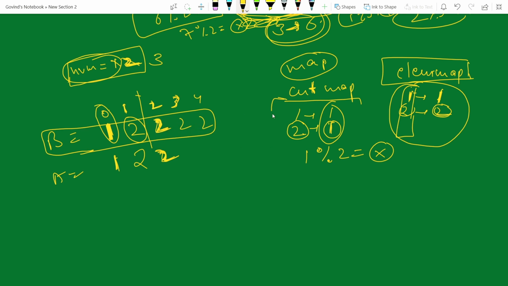So what will I do? Now it is maintained, the element is 2, and now I am at index 3, and till here I have traversed. So what would be the frequency? 2 is occurring 2 times till here.